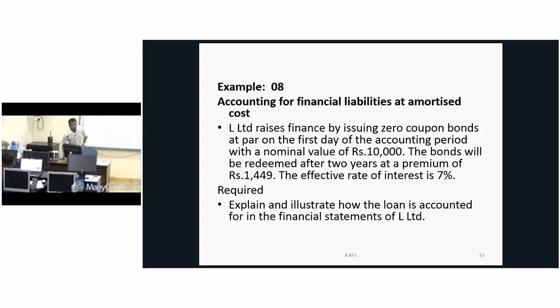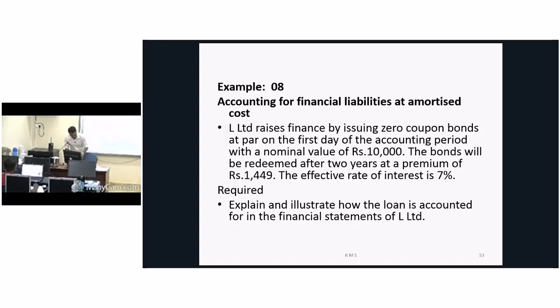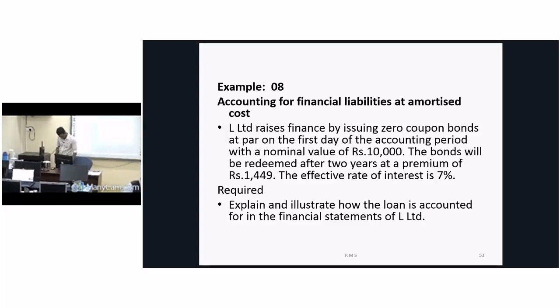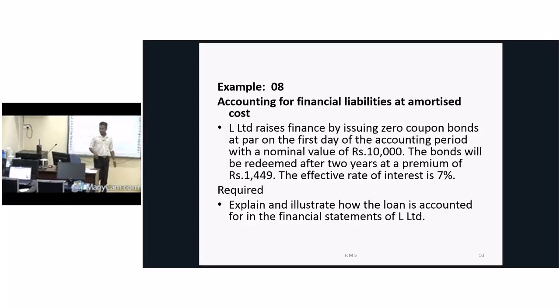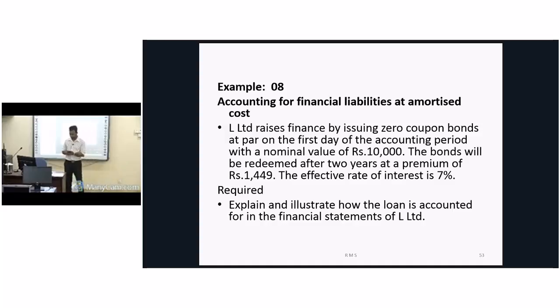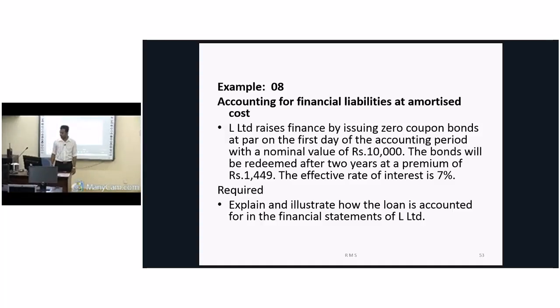10,700 into 7%, compound interest. Then 10,700 into 0.07 means 749. Then the total interest you are going to pay is how much? 1,449 at the end of the second year. Very simple, right? Explain and illustrate how the loan is accounted for in the financial statements.